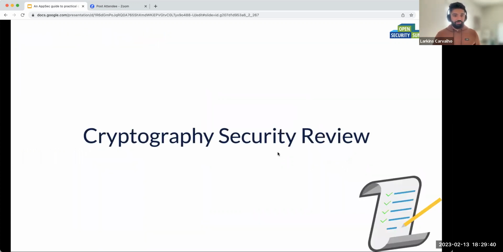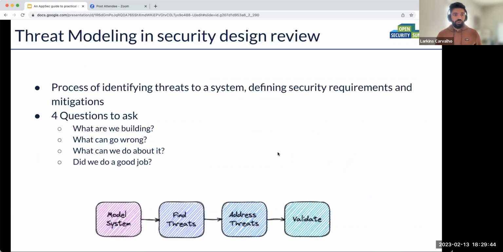So now let's take a look at a fun topic, cryptography security review. Before we talk about cryptography security review, let's talk about what is the role of threat modeling in security review. So threat modeling is a process of identifying threats to a system, defining security requirements, and designing mitigation.